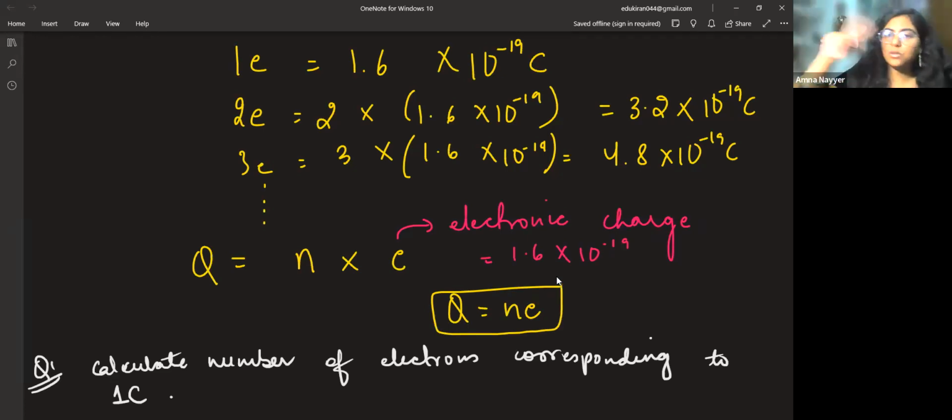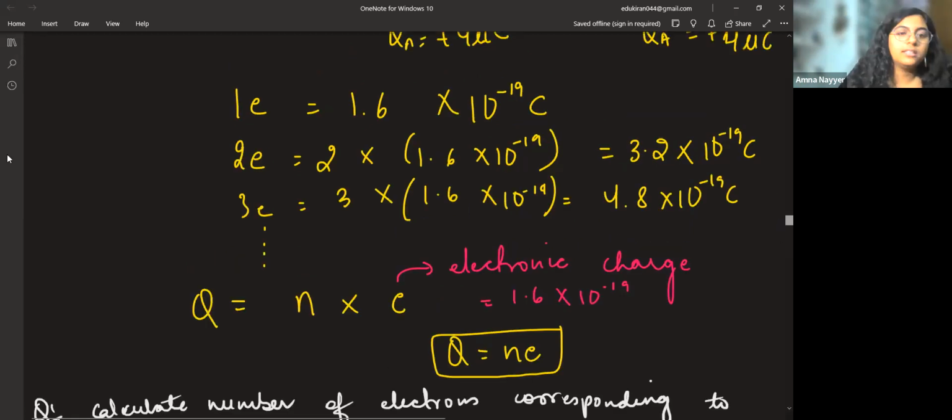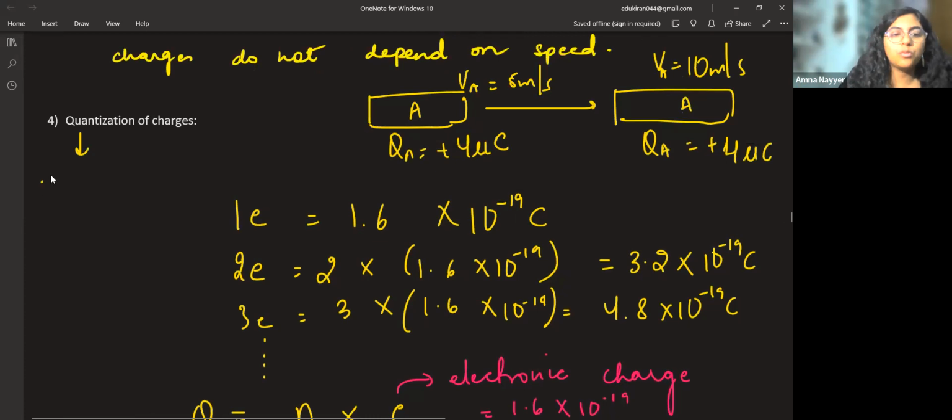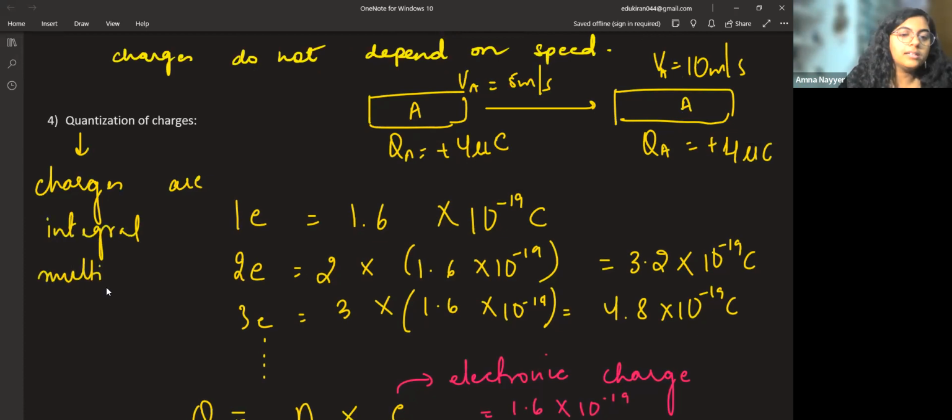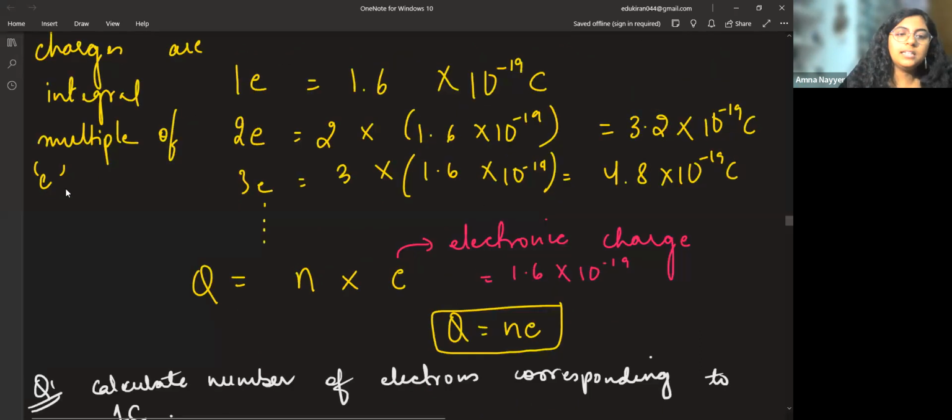This is the formula that you have to remember. It means 1 times this, 2 times this, 3 times this, that is, it's an integral multiple. Remember, charges are always integral multiples of E. This quantization of charge means what? Charges are integral multiples of E. And what is E? E is the electronic charge, that is 1.6 into 10 to the power minus 19 coulomb.